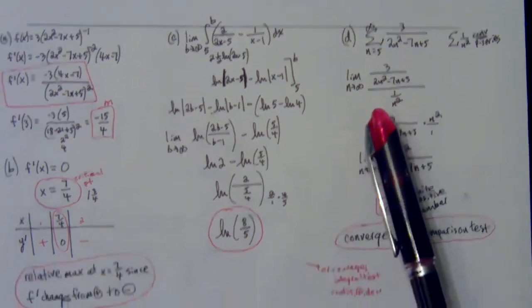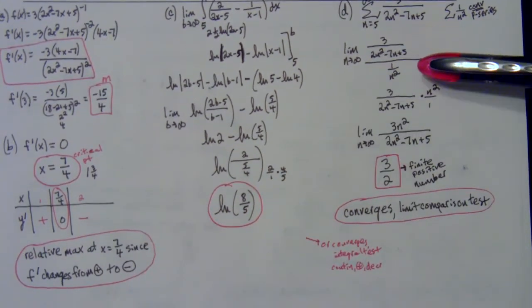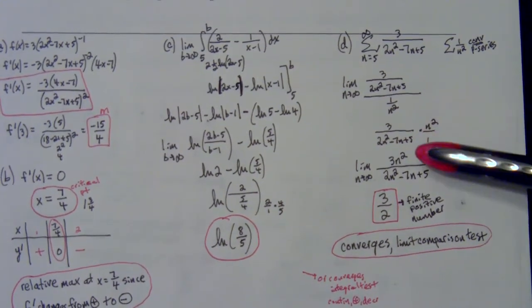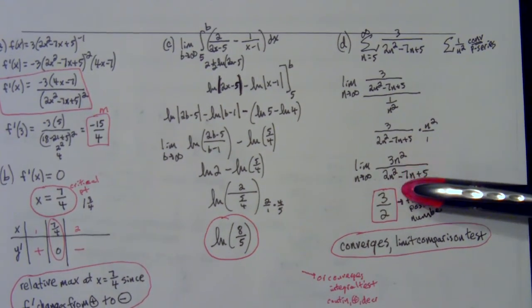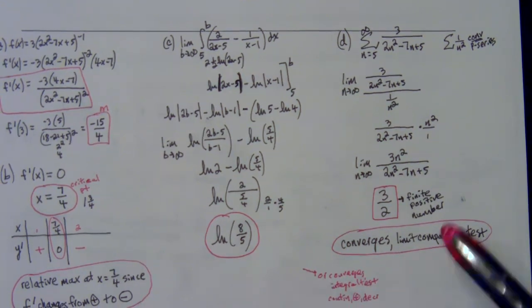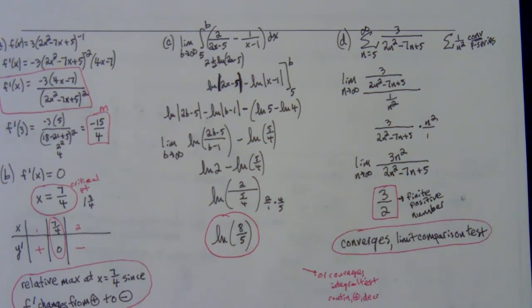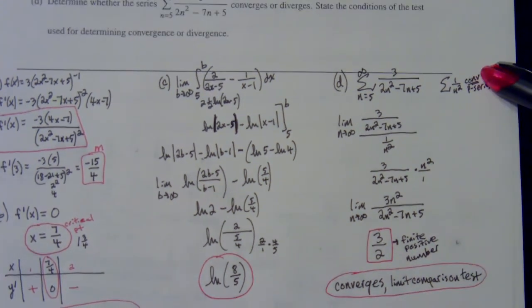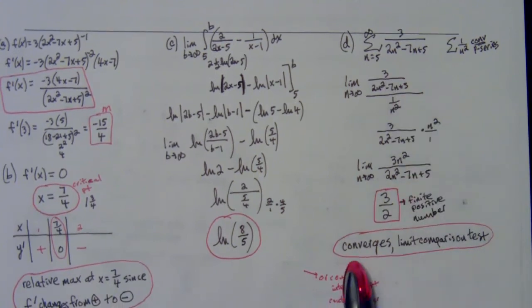And then remember, you're going to do the limit as n approaches infinity of the original series divided by the comparison one. And that means we're going to multiply by the reciprocal. And I get the same degrees on the top and the bottom. So now I'm going to get that 3 over 2. And then remember what you're looking for. You're looking for a finite positive number. Since I did get a finite positive number, that means both series are going to do the same thing. So since this one converged, this original one will also converge.